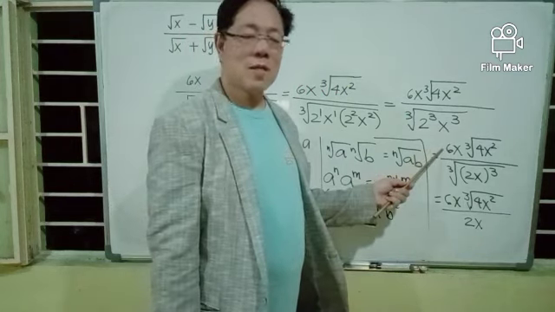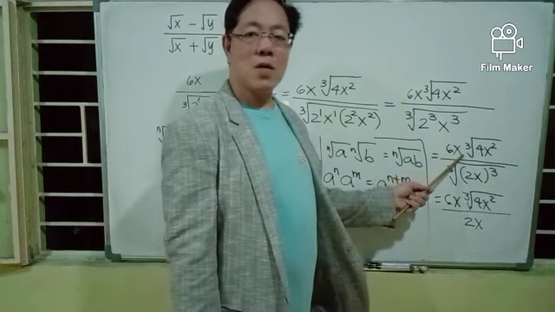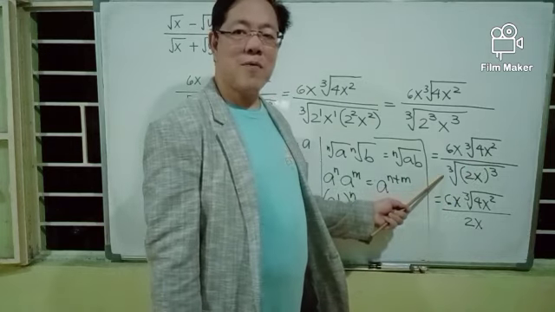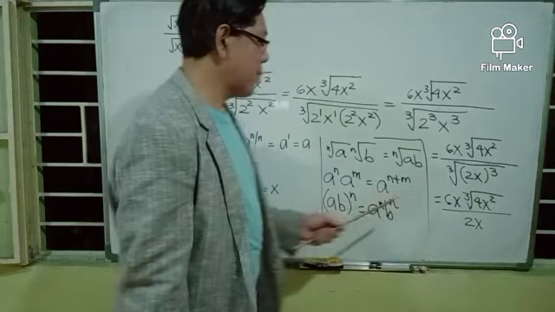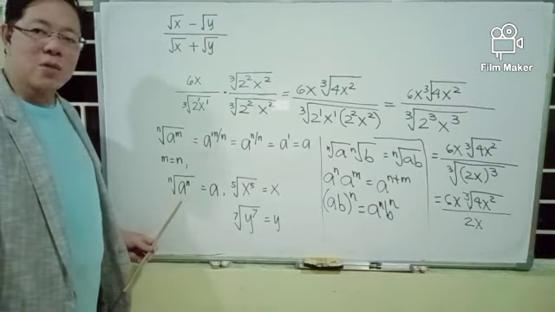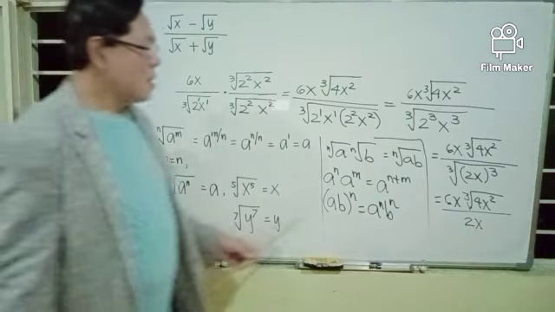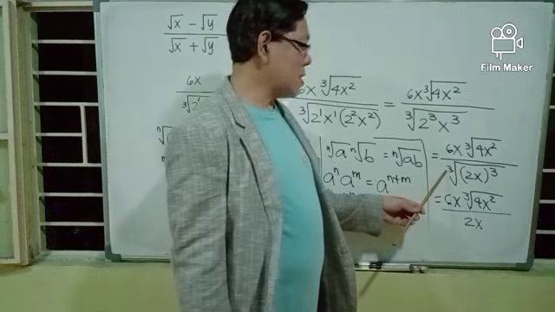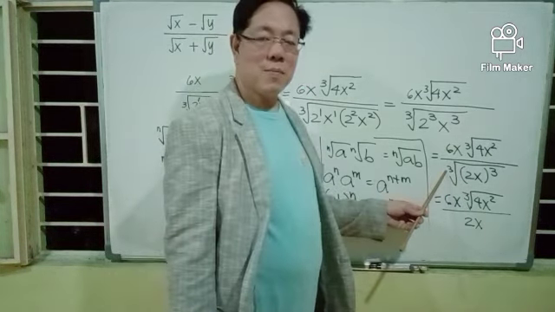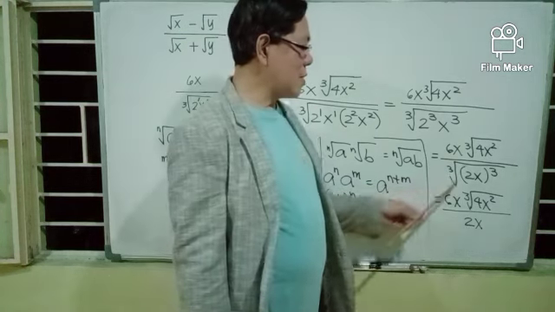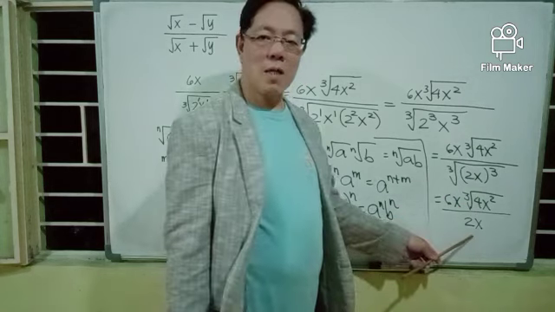The numerator is the same, 6x multiplied by cube root of 4x squared. And we have simplified the denominator by applying this property of radical. The nth root of a to the n is a. The exponent of the base 2x is 3, and it is equal to the index 3 of the radical sign. Thus, the denominator simplifies to 2x.